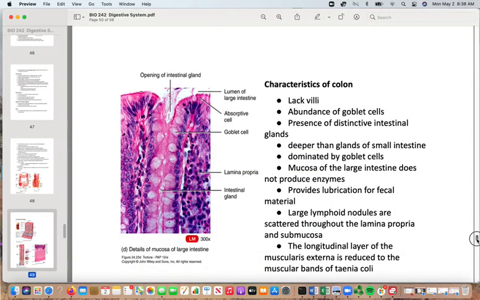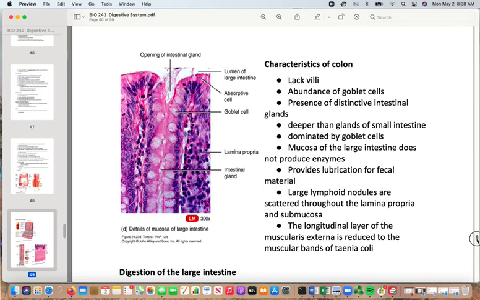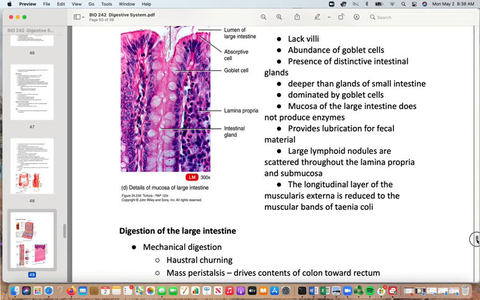So the colon lacks villi, but has plenty of goblet cells. And then you've got some distinctive intestinal glands that are deeper, but the goblet cells are the main thing in here. It does not produce enzymes, but you want to have lubrication to keep the fecal material moving. You do have large lymphoid nodules throughout.